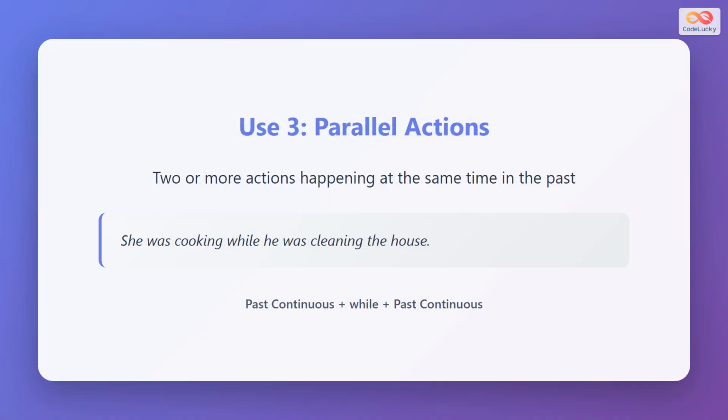The third use describes two or more actions happening at the same time in the past. For example, she was cooking while he was cleaning the house. Both actions were happening simultaneously. We use the past continuous for both actions and connect them with the word while. This shows that these two activities were occurring at the exact same time.